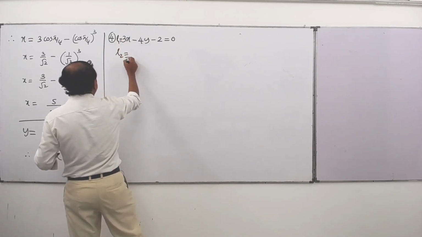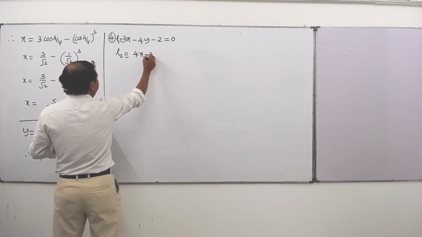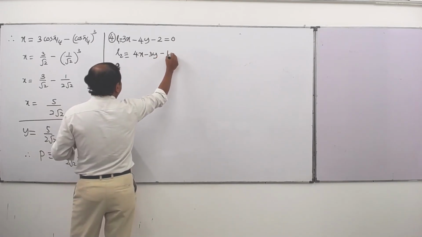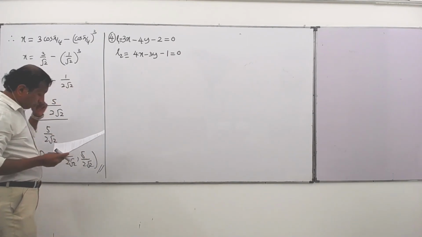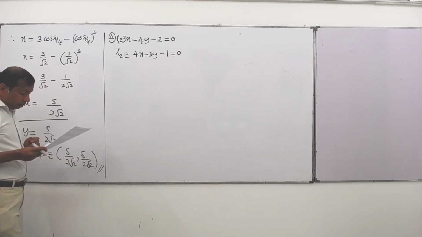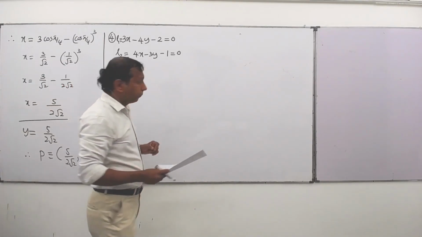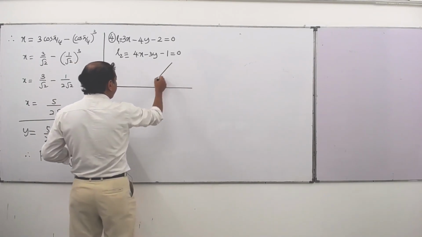L2 line: 4x minus 3y equals 1. Take that right hand side 1 to the left hand side: 4x minus 3y minus 1 equals 0. Write down the equations of the bisectors of the angles between L1 and L2, right? You know, people, how to obtain that equation this way, no?